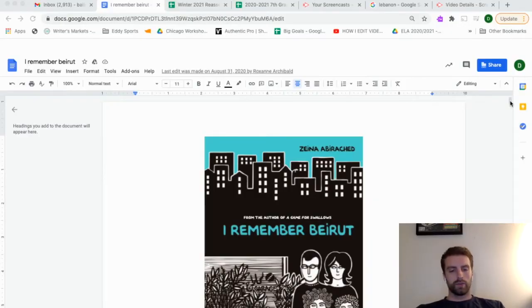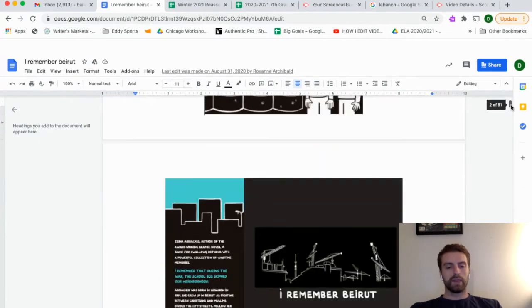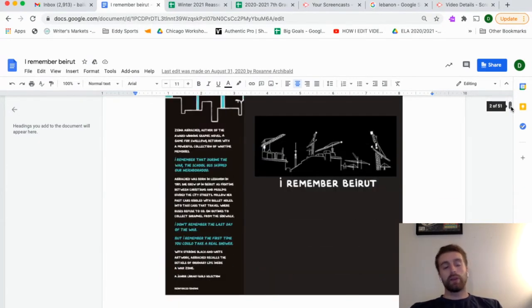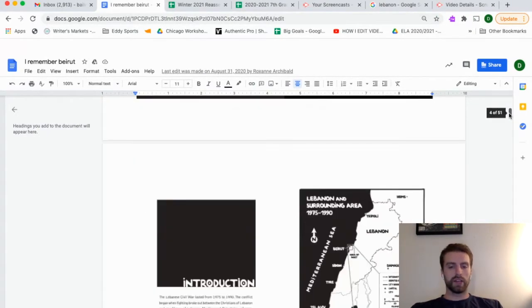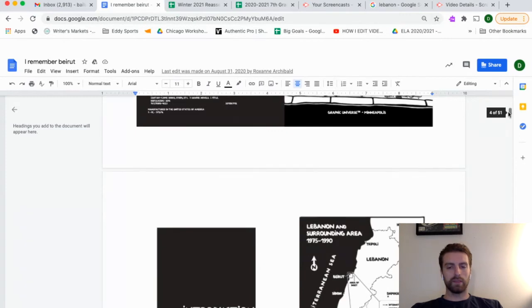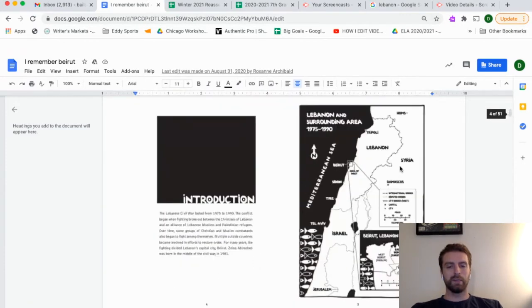All right, here is a little preview of the graphic novel, I Remember Beirut. So the story is set from the eyes of a girl and her family. She's the main character. It takes place in Lebanon during the Lebanon Civil War. So Lebanon, for those of you who don't know, is a country in the Middle East. It borders the edge of the Mediterranean Sea. It is to the left of most of Asia, right? It's that left corner of Asia. And it is above Israel, near Syria as well.